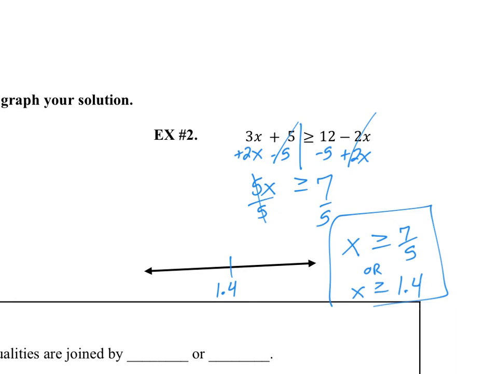If it's greater than or equal to, right? You see how it's greater than or equal to? It's going to be a filled-in circle because it's okay if it equals 1.4. And where the number is greater, the numbers are greater to the right. So it will look like this.